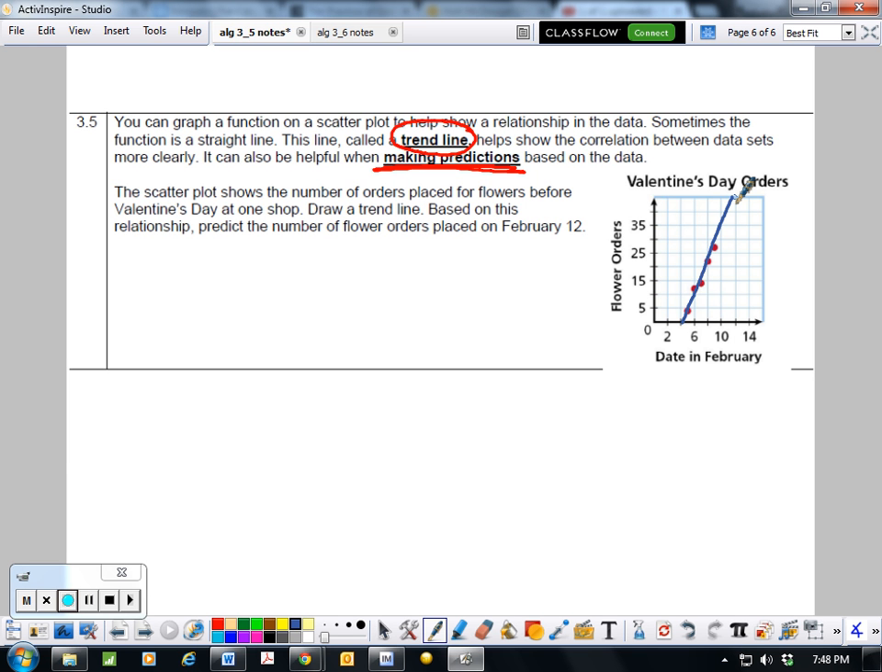Okay, so we drew the trend line based on this relationship. Predict the number of flowers placed on February 12th. I'm going to look at 12, and it looks like it intersects my line up here. If this is 25, 35, it looks like this is about 45. So based on my trend line, I'd say about, or approximately, so that's a squiggly equal sign, kind of saying that based on our estimate, because everything here is estimating, about 45 orders. Okay, and that's our scatter plots.